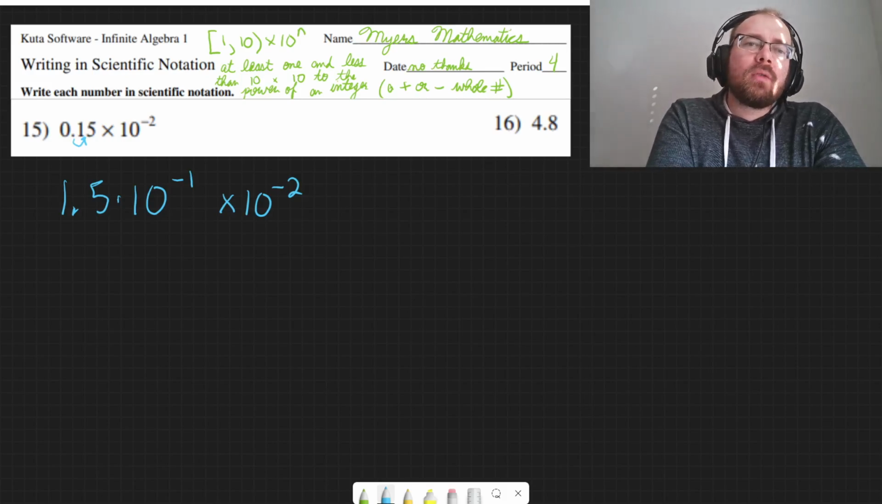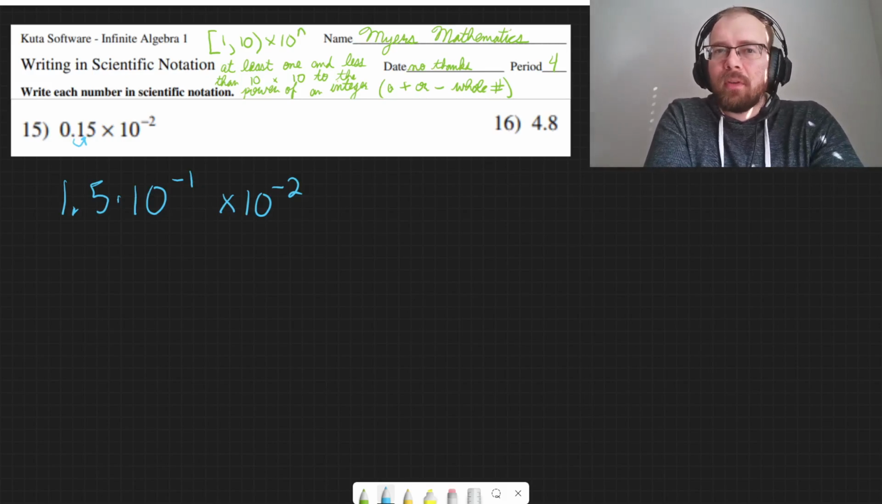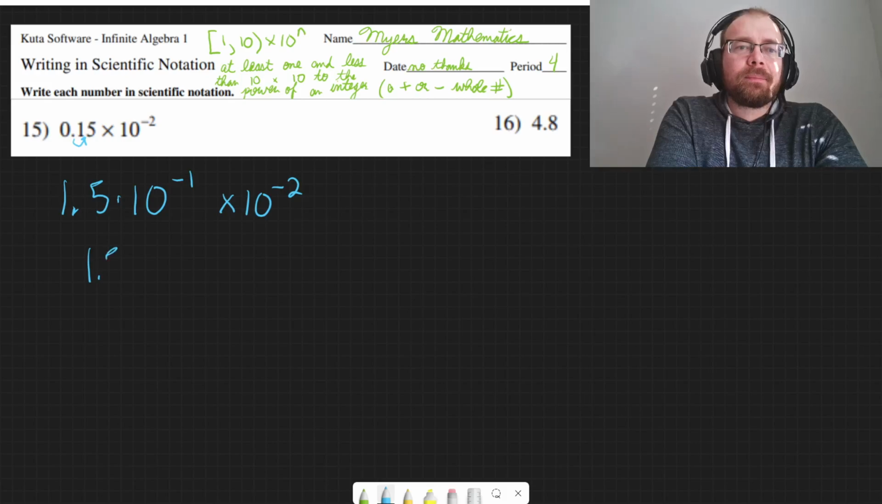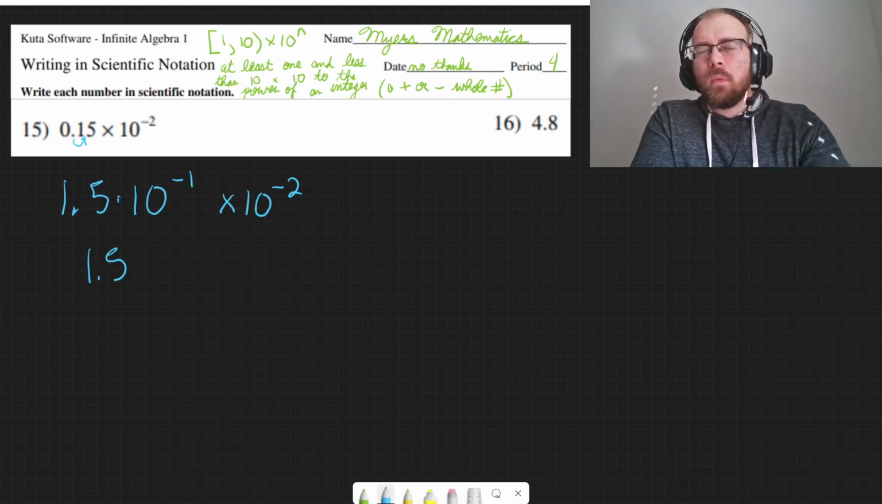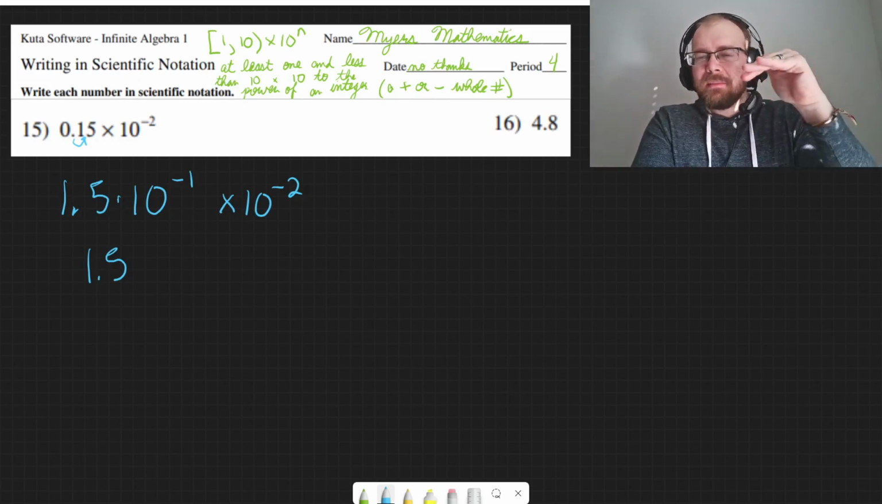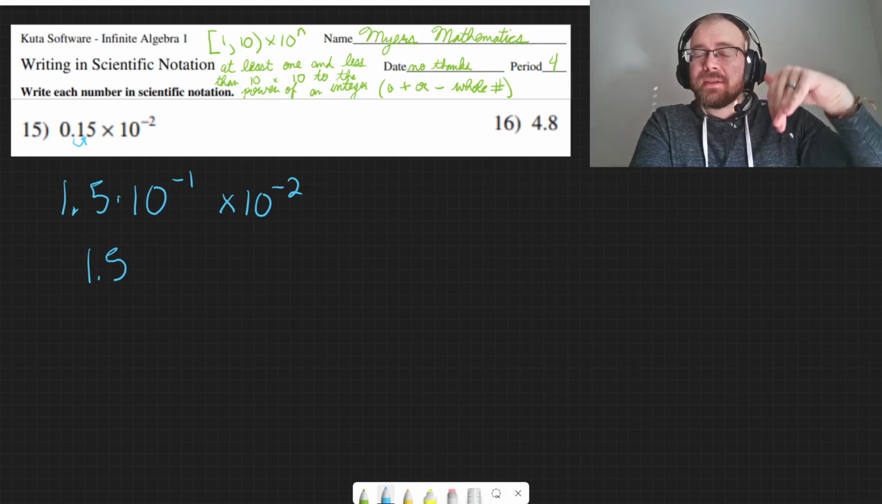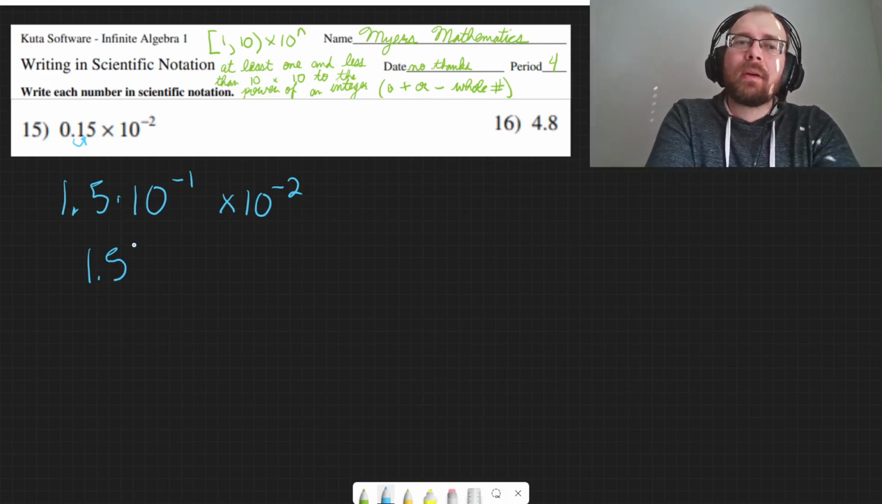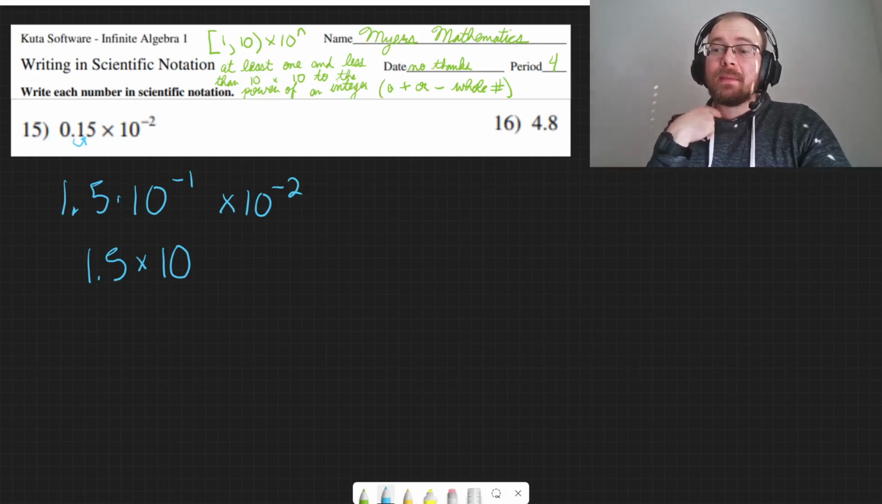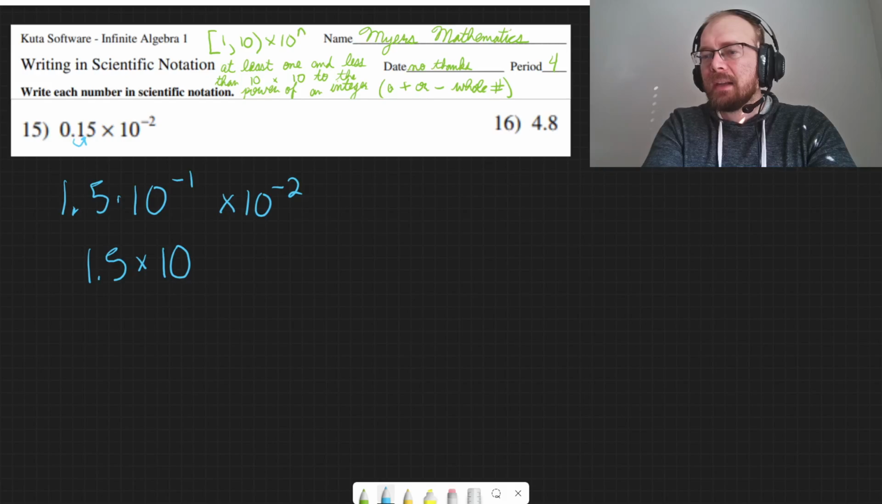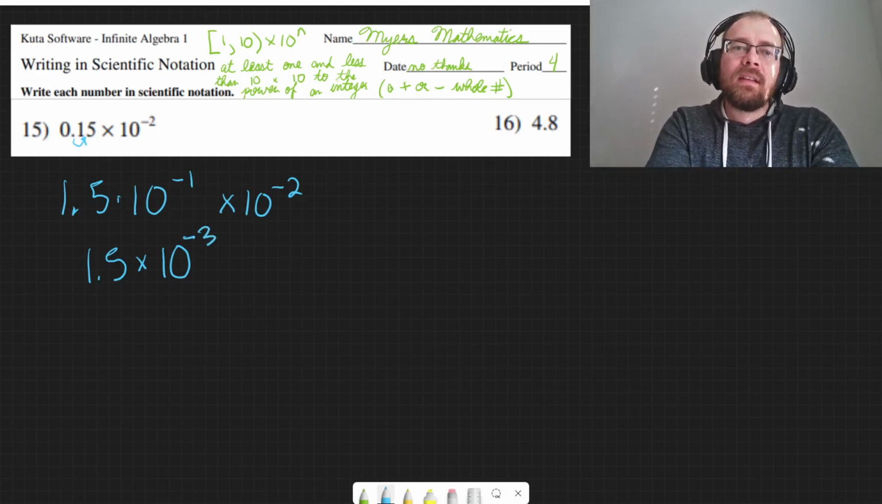Okay, so we still need to combine those two 10s because you can't have more than one 10. It has to be one 10, so to speak. So this is going to be 1.5. And if I combine the negative 1 and the negative 2, if you think about what that is, it's 1 over 10 times 1 over 100, which would be 1 over 1,000, which is 10 to the negative 3 power. Or you can use the rule, which says that if you have two numbers being multiplied and their bases are the same, you can add their powers. So I'm adding negative 1 and negative 2 and getting negative 3. And there we go. So that's it for that one.